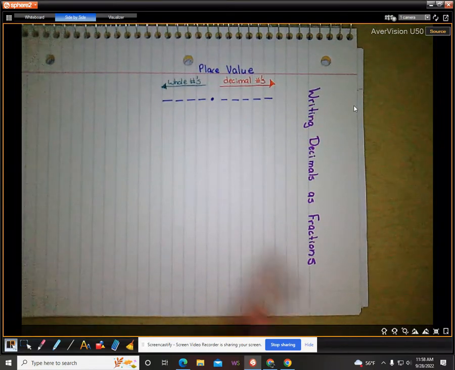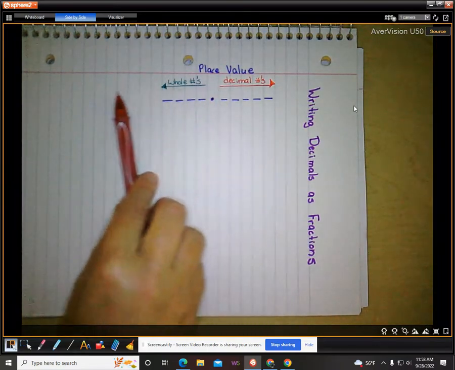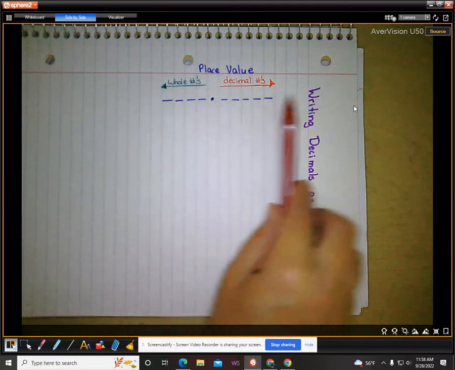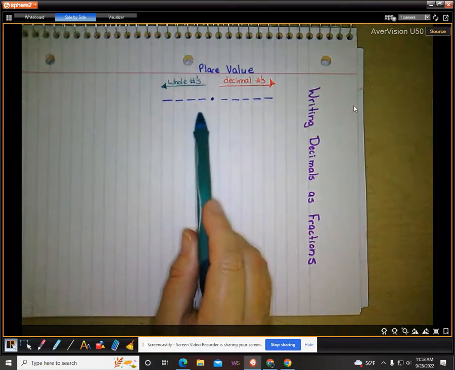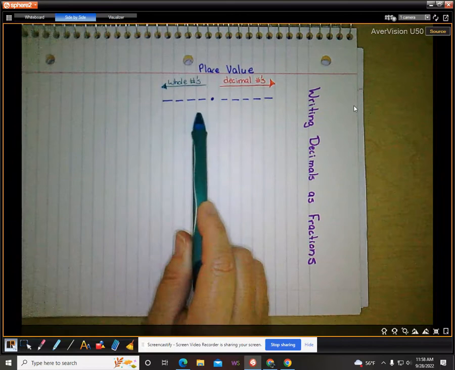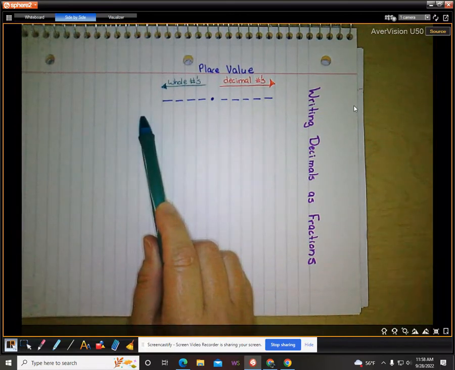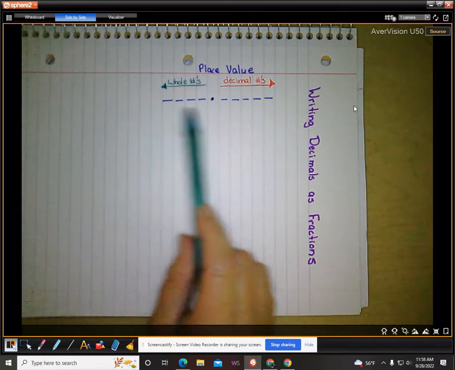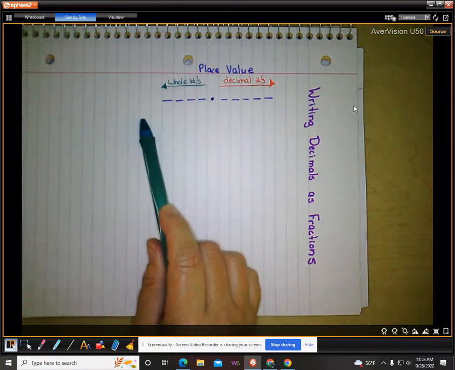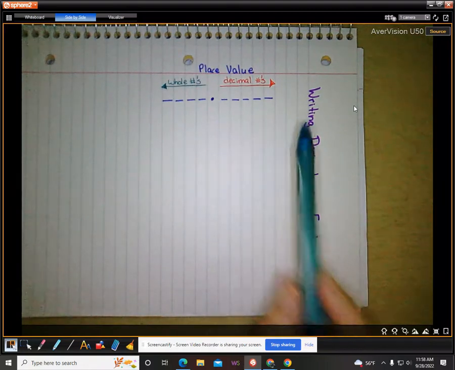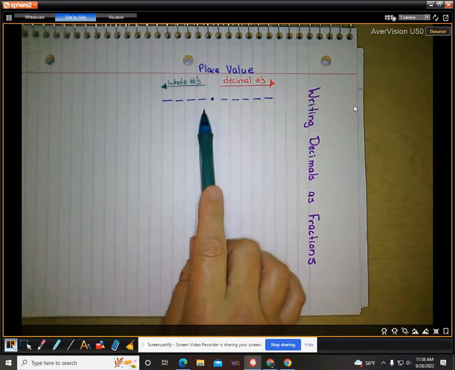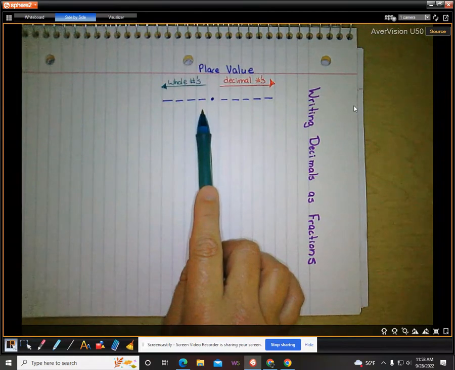So on a number line, the further we move to the left, the bigger we get. The further we move to the right, the smaller we get. Now, usually we remember our place value going to the left. And then I'm going to show you how easy it is. As long as you know your place value to the left, you can easily figure out your place value to the right. So our first space to the left of the decimal on our whole number side.